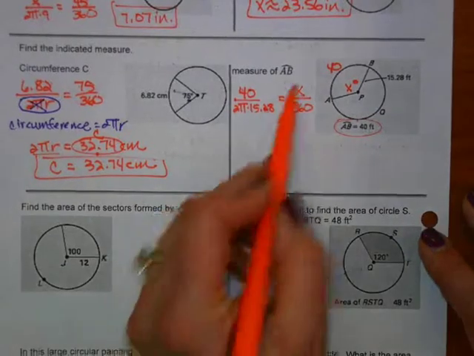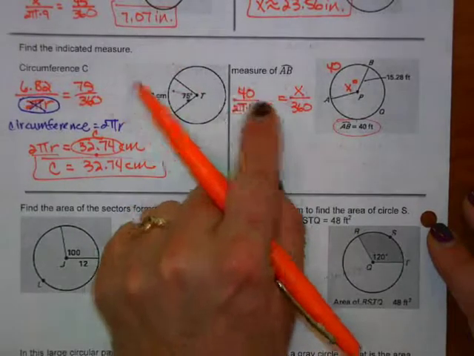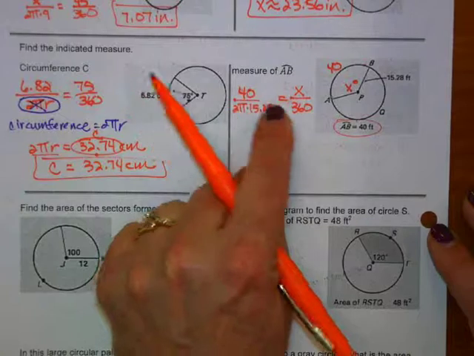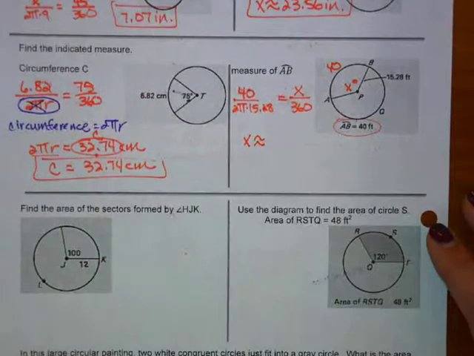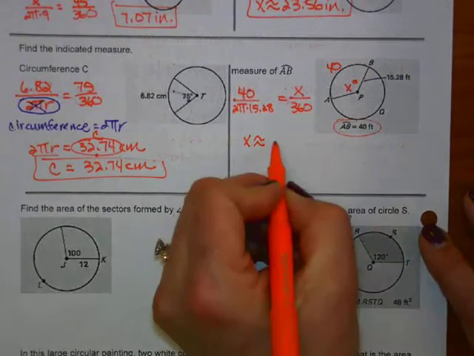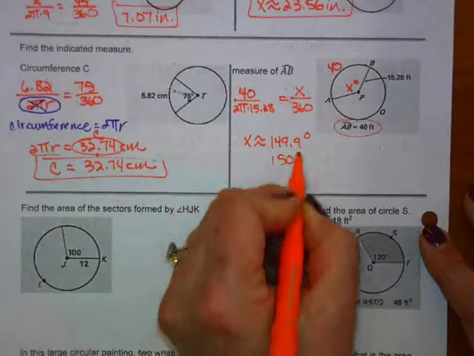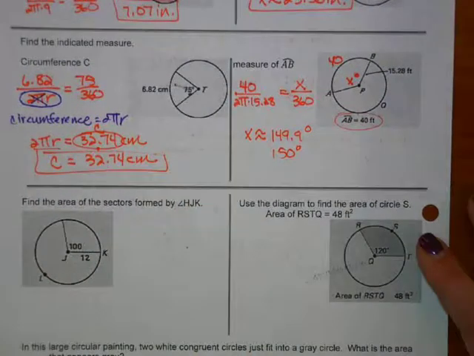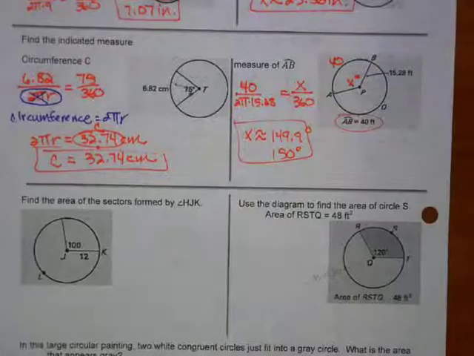Okay, now you just cross multiply. 360 times 40 divided by all of that stuff. What do you get? Yeah, if you round it all up, it's 150. I just went to this, but I would take either. That's it for 4.